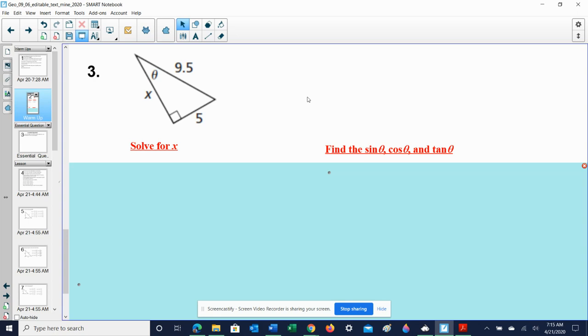So, what do we got to talk about today? Well, let's finish that one problem I gave you to do yesterday. Make sure we got that down. Here we had to solve for x first and then find the sine, cosine, and tangent of angle theta. Angle theta is over here.